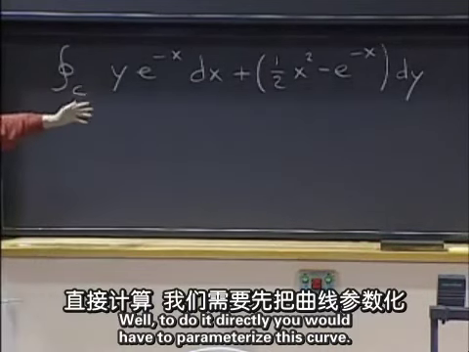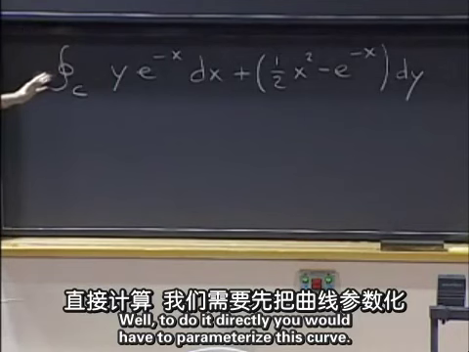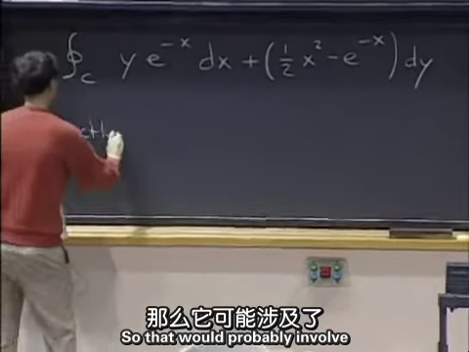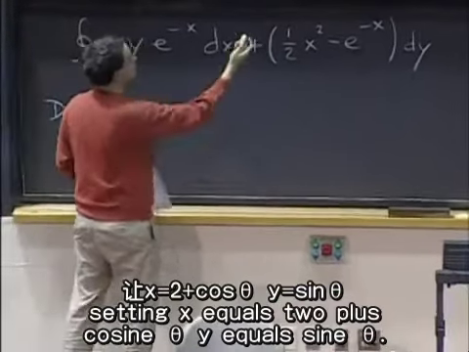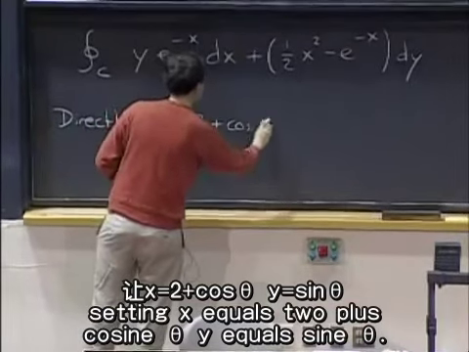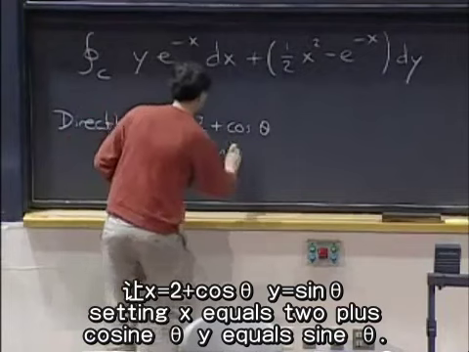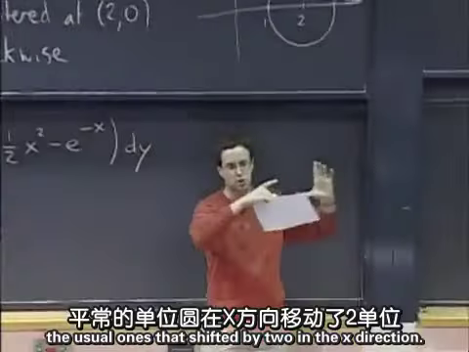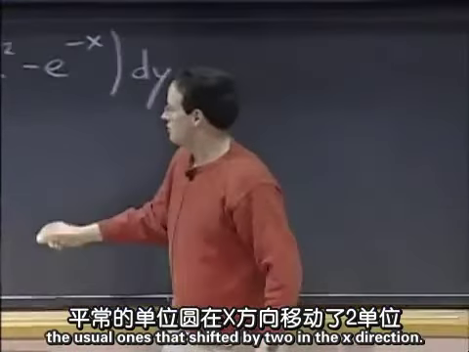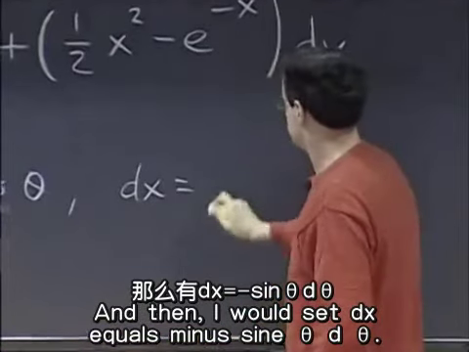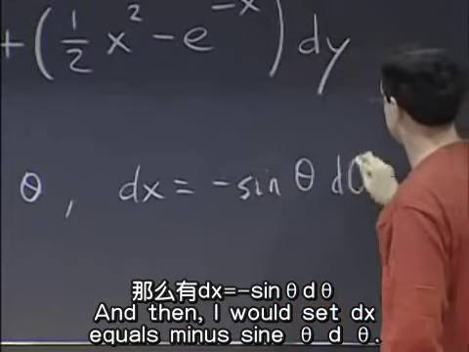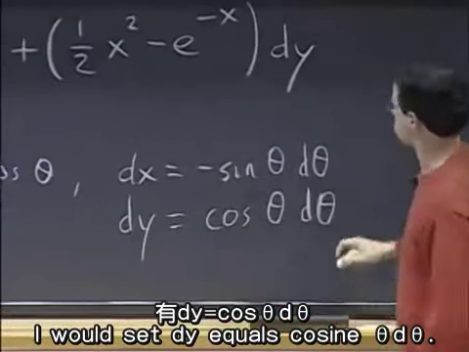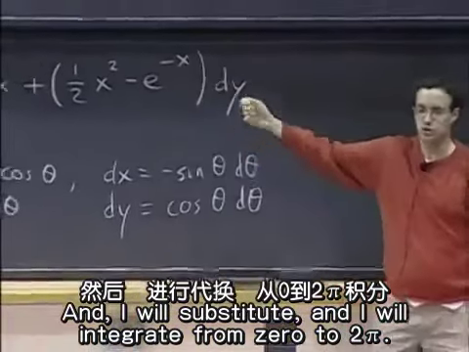Well, to do it directly, you would have to parameterize this curve. So that would probably involve setting x equals 2 plus cosine theta, y equals sine theta. I'm using as parameter the angle around the circle. It's like the unit circle, the usual one, but shifted by 2 in the x direction. And then I would set dx equals minus sine theta d theta, dy equals cos theta d theta. And I would substitute, and I would integrate from 0 to 2 pi.